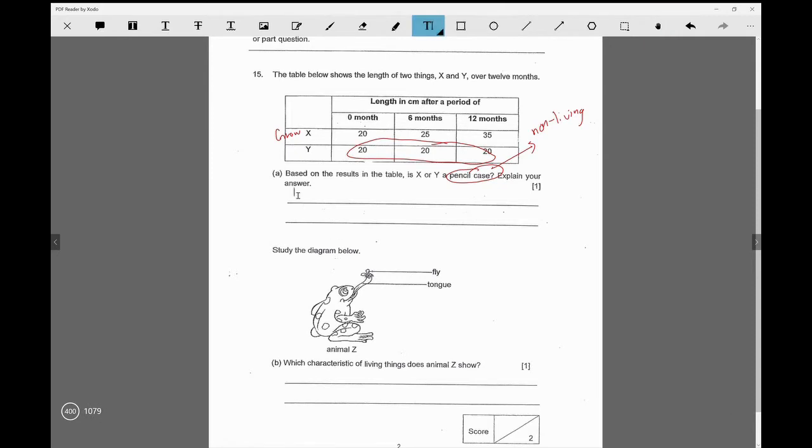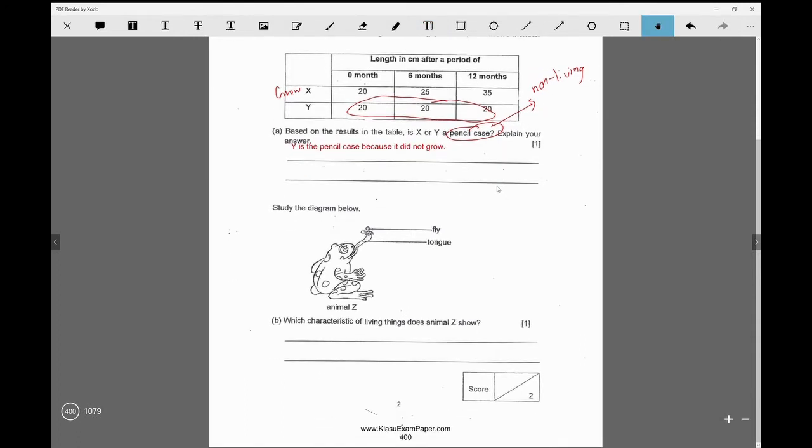So let's write it down. Y is the pencil case because it did not grow. You need to mention that it didn't grow, and you mention that Y is the pencil case. That's why I told you that you need to memorize the 4 characteristics of living things, because for P3, the 4 characteristics of living things will definitely be tested. You will definitely see it in the exam, and they will not be provided during the exam. That's why you need to have it in your head. You must memorize it. That is very important.